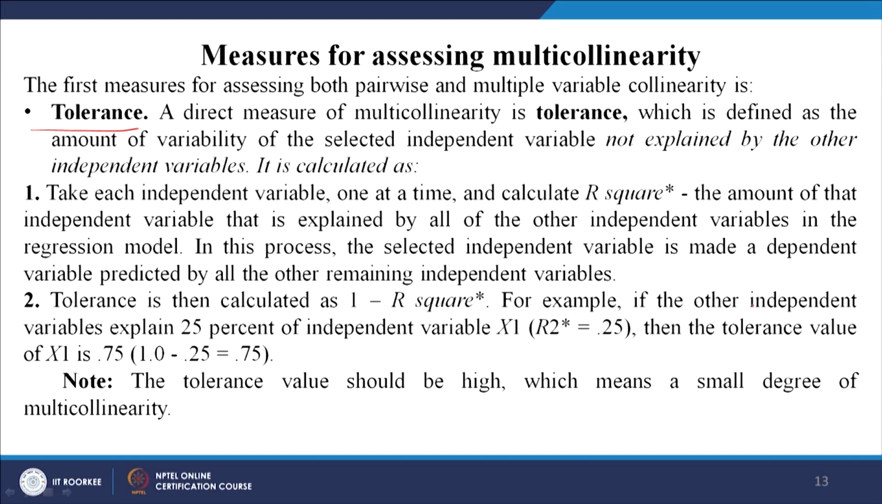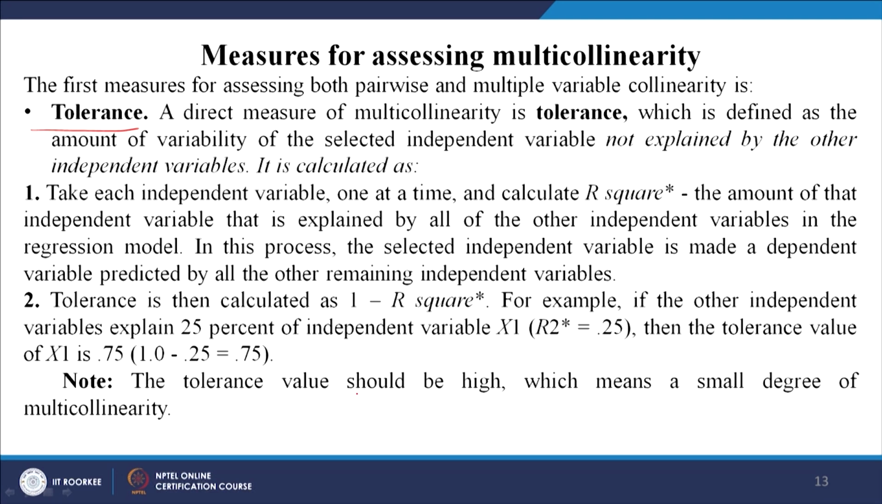For example, if the other independent variables explain 25% of the independent variable x1, R square is equal to 0.25, then the tolerance of x1 is 0.75. So, let us understand what it means.